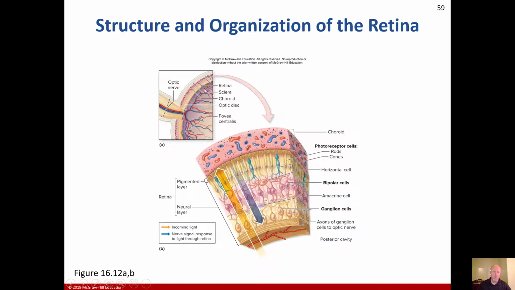Noting here the optic nerve, our retina, our sclera, our choroid, that red and pinkish layer there, our optic disc here, our fovea centralis, okay? And again, in a bigger image here, being the choroid, the rods and the cones, our horizontal cell, our bipolar cells, our amacrine cell, our ganglion cells, axons of the ganglion cells, the optic nerve, and the part of the posterior cavity, and our pigmented layer here for the retina, and the neural layer of the retina. Okay, you don't have to know the difference between the light and nerve signal response, but that's showing you, of course, that you can see it coming both ways.